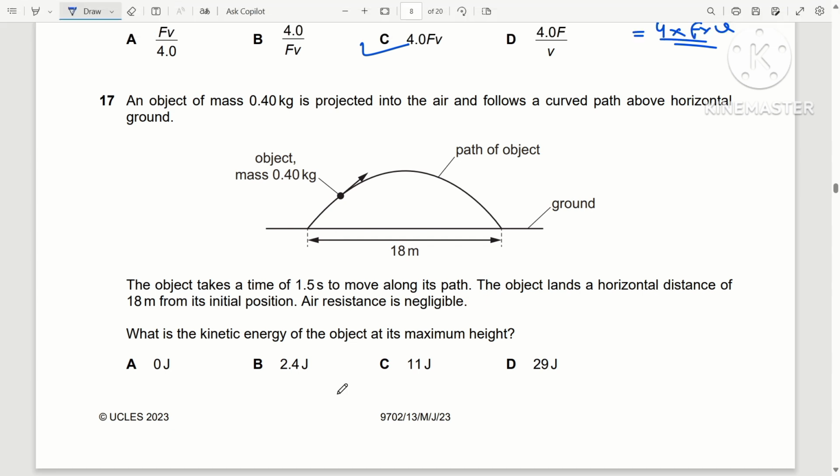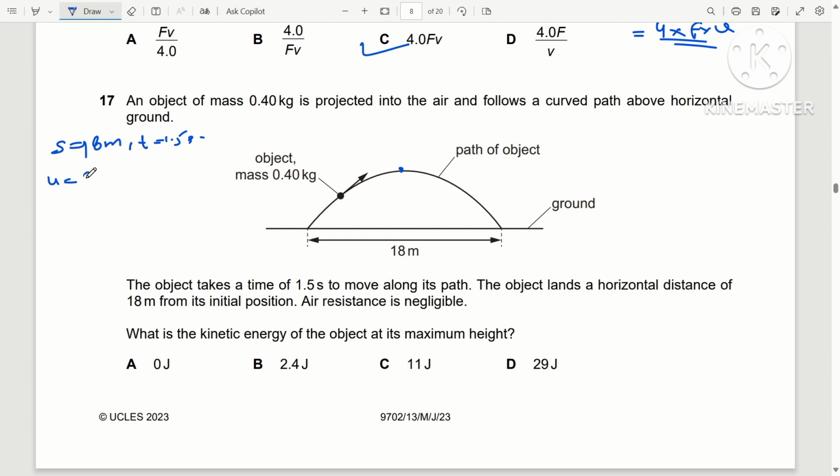We know that at maximum height, its vertical velocity will become 0. So this means its vertical kinetic energy will be 0. So there will be a contribution of horizontal velocity only for the kinetic energy. And we know that horizontal motion is not accelerated, and the horizontal distance covered is 18 meters in a time of 1.5 seconds. So here we can find the speed.